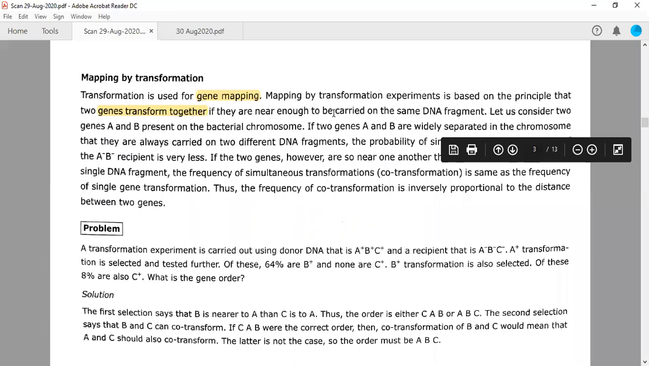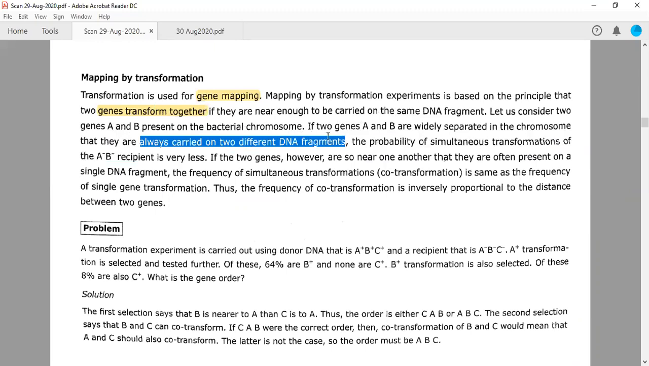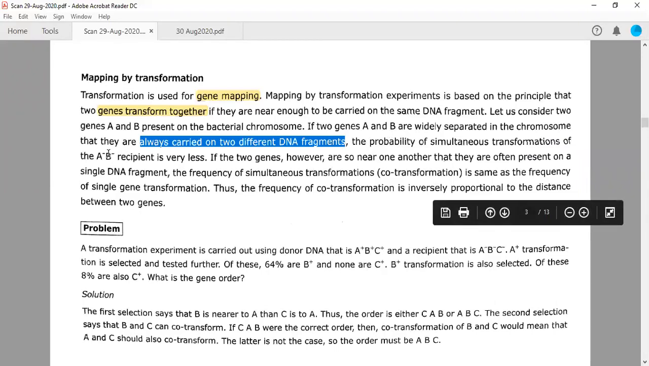If they are near enough to be carried on the same DNA fragment, let us consider two genes A and B present on the bacterial chromosome. If the two genes A and B are widely separated in the chromosome, they are always carried on two different DNA fragments. So if they are distant, they will be carried over two different DNA fragments. If they are close together, they will be carried over the same DNA fragment. The probability of simultaneous transformation of the A minus B minus recipient is very less.